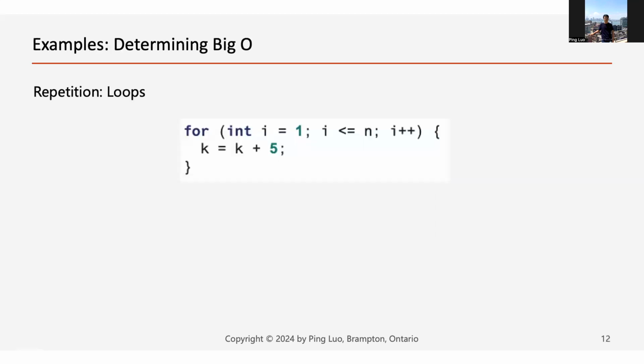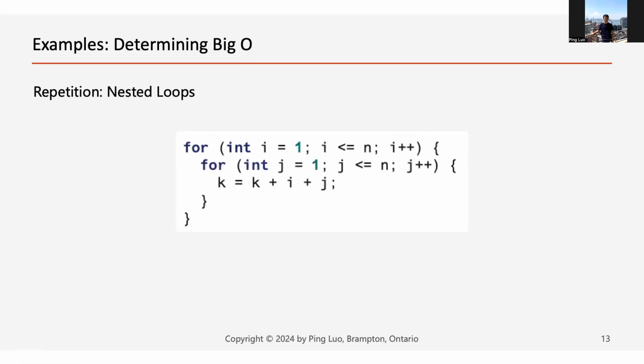So let's see a few examples to figure out how we can determine this big O, how we can know the complexity. This one is the for loop, the most basic one. The time complexity is just the number of operations this piece of code performs. So this one will be O(n), right? Because from 1 to n, they do this operation. So in total, you need n operations.